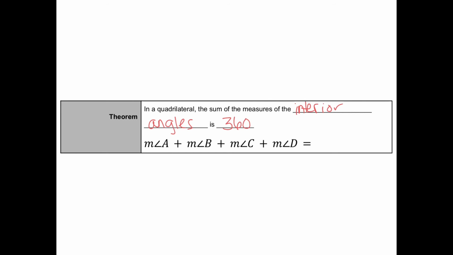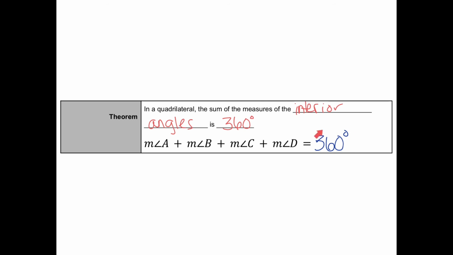And the theorem states that in a quadrilateral, the sum of the measures of the interior angles is 360 degrees. And that is important to understand because this is comparing it to a triangle, which has 180 degrees. Now we're going to have the quadrilateral has 360 degrees. So mathematically, as an equation, the four angle measures added together will equal 360 degrees.